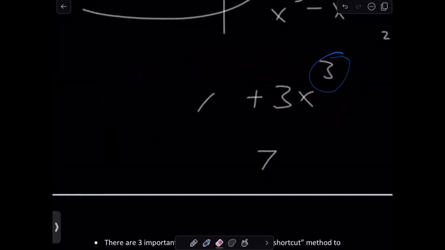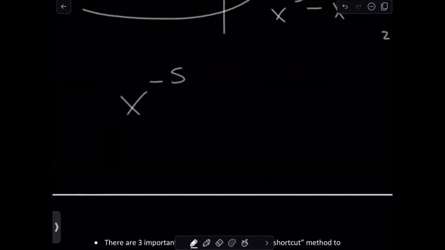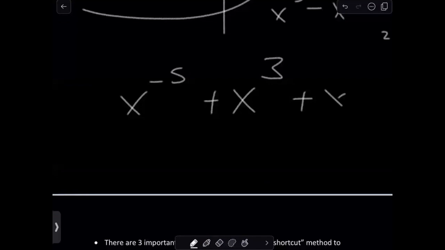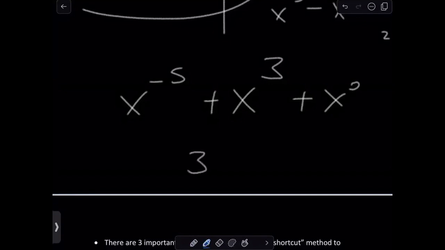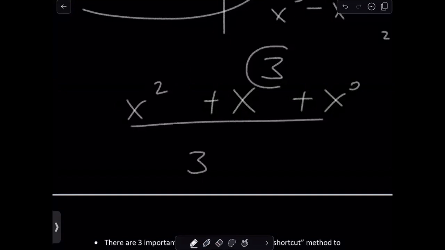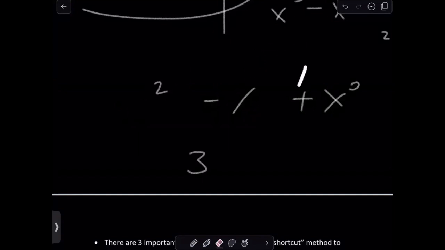Let's just consider another example so that you understand it. If I say x to the minus 5, let's say plus x to the 3 plus x to the 0. What is the highest power, or what is the degree? The degree is 3. In this case, let's not use minus 5. Let's say it's 2. There we go. The degree of this polynomial is still 3 because the highest power that x is being raised to is 3. One more example.